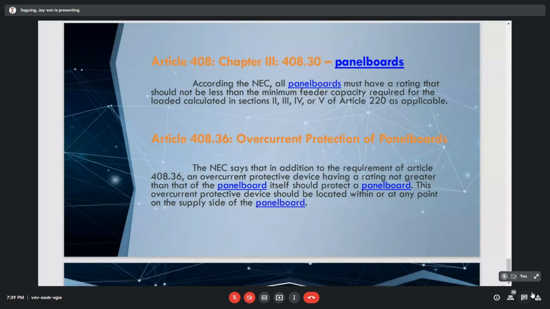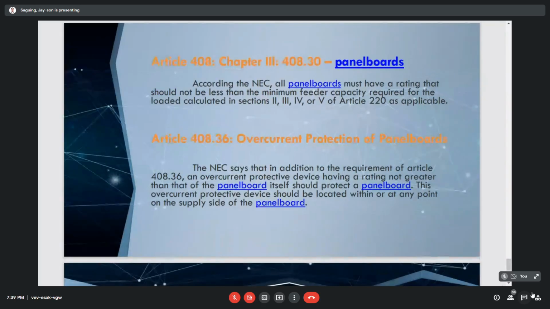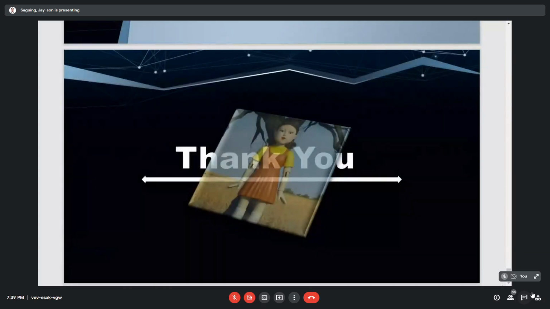And also, according to the overcurrent protection of panel boards, the NEC says that in addition to the requirement of Article 408.36, an overcurrent protective device having a rating not greater than that of the panel board itself should protect a panel board. This overcurrent protective device should be located within or at any point on the supply side of the panel board. So thank you for listening.